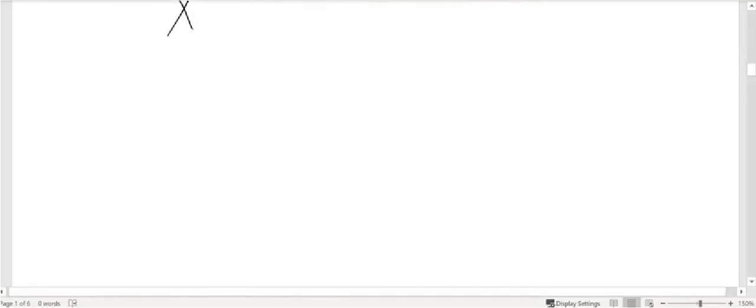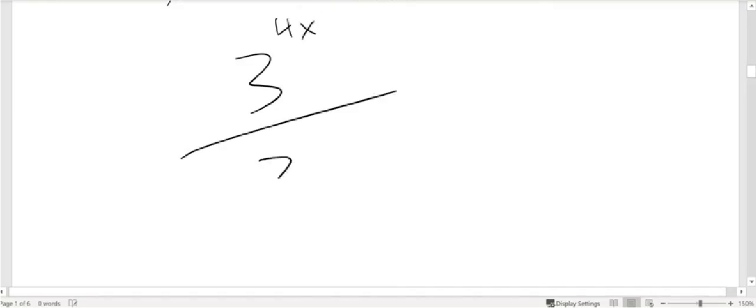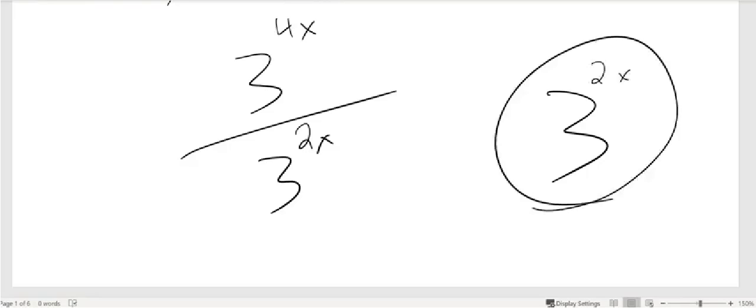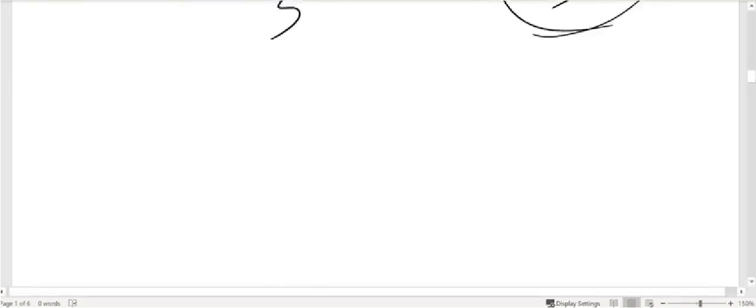So let's look at a couple problems. Start with 3 to the power of 4x all over 3 to the power of 2x. Once again, we have the same base. Now all we got to do is subtract my exponents. Your answer is still going to have a 3 in it. It's not going to be 0, it's not going to be 1, it's going to be 3. All we have to do is take 4x minus 2x, which is 2x. That's your answer. Nothing too complicated.